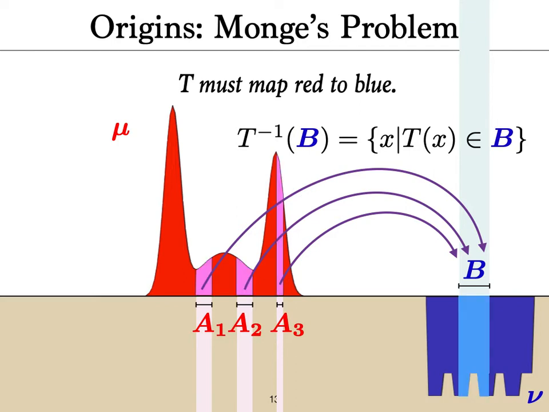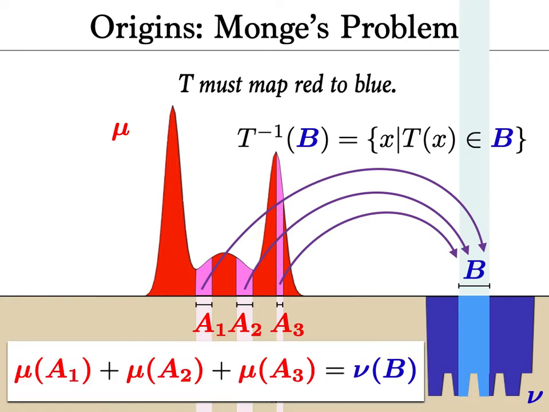So the natural conservation of mass constraint here would be that the amount of sand that is going out of those 3 segments is equal to the amount of sand that you need exactly at B. And you can write it in this way: the mass of those three intervals according to the measure mu is equal to the mass of the interval B according to measure nu.